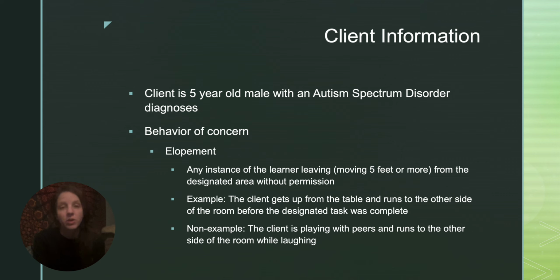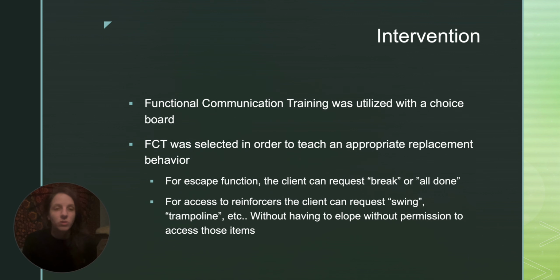An example is the child gets up from the table and runs to the other side of the room before the designated task was complete. A non-example is the child is playing with peers and he runs to the other side of the room while he's laughing. So the intervention that we're utilizing is functional communication training, also known as FCT.